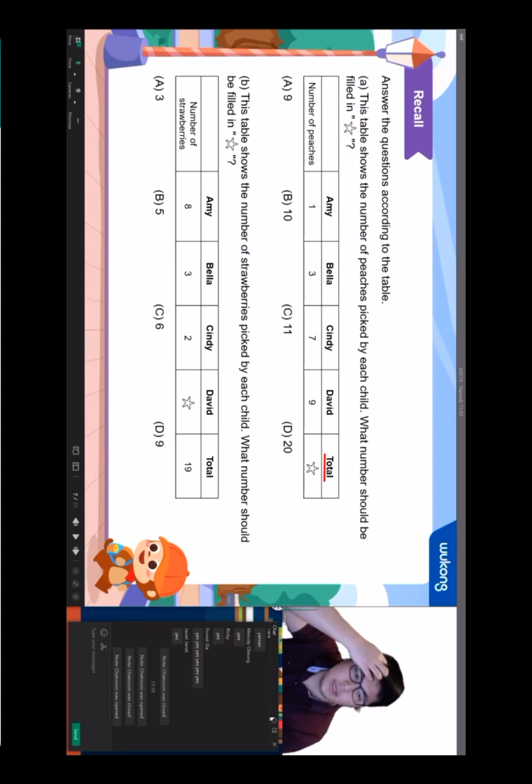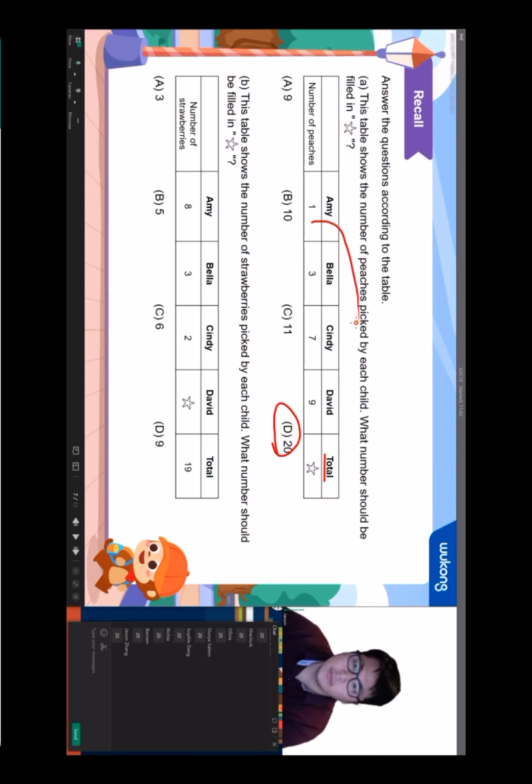So, now, let's have a look at this table as a revision. This table shows the number of peaches picked by each child, and what number should be filled in the star. So, guys, Amy picked 1 peach, Bella picked 3, Cindy picked 7, David picked 9. So, if you read, it's the total. So, guys, what do we get if we add all of these numbers? 1 plus 3 plus 7 plus 9. 20. Very good, guys. Because 1 plus 9 is 10, 7 plus 3 is 10, so 20.